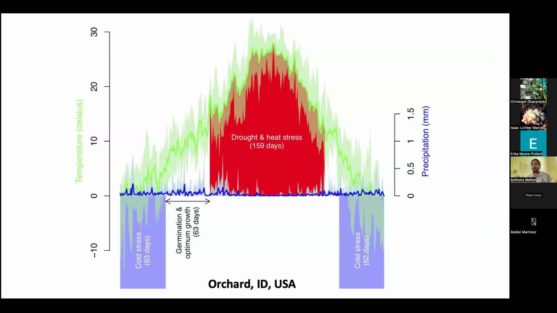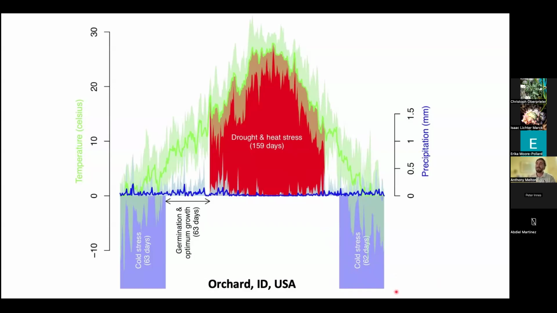So sagebrush, Artemisia tridentata, is really well adapted to grow in pretty dry environments. So during the summer, it'll experience quite a bit of drought and heat stress. So these are climate data from a site in Orchard, Idaho. For about 160 days out of the year, it'll experience fairly high temperatures and quite a bit of drought stress. For another 120 days out of the year, it'll experience quite a bit of cold stress. So it'll go from one extreme during the summer to a relatively cold environment during the winter.